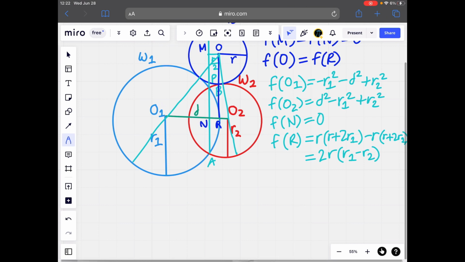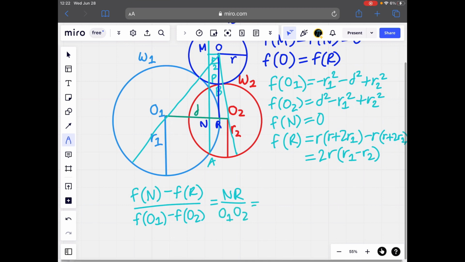Now we can use linearity. We know that by linearity, f of N minus f of R over f of O1 minus f of O2 equals NR over O1O2. And NR over O1O2, well, NR is just MO, and MO is R over 2, while O1O2 is the distance we want to find, D. So R over 2 divided by D, that's f of N minus f of R, so that's just 2R times R2 minus R1. 0 minus 2R times R1 minus R2 is 2R times R2 minus R1.